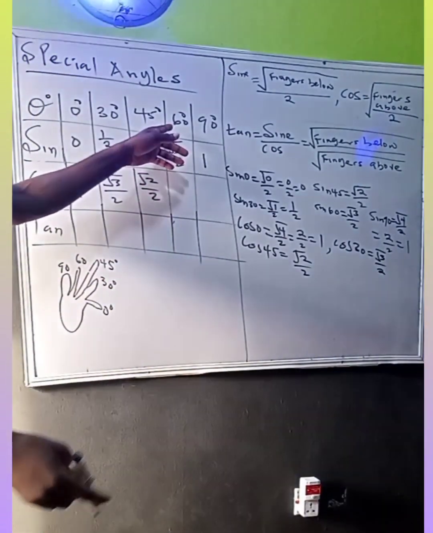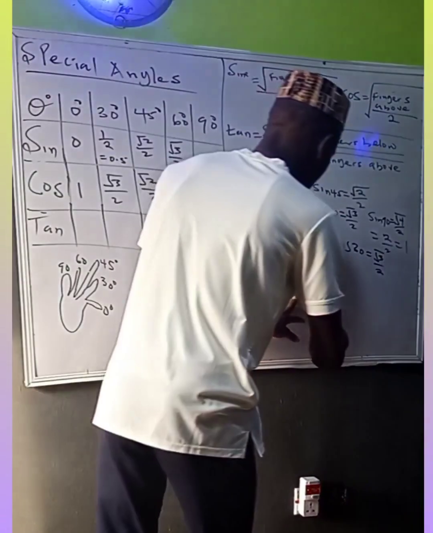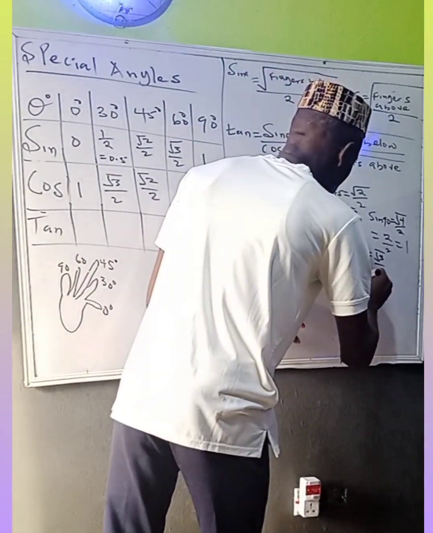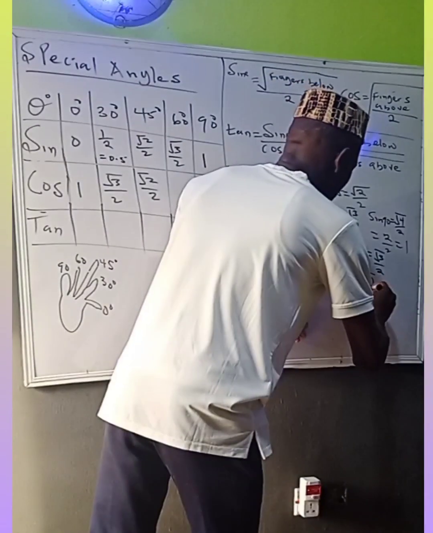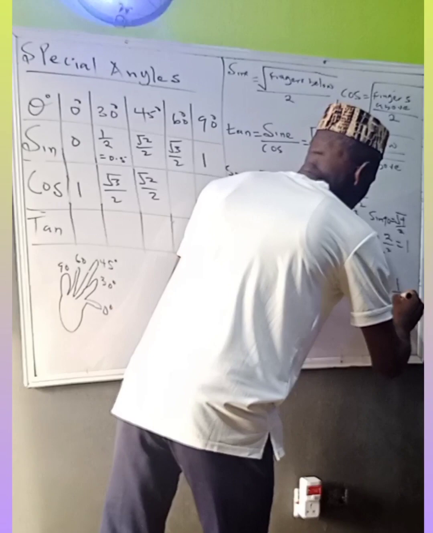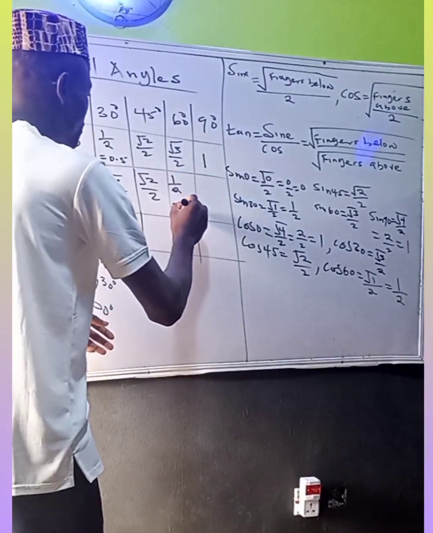The next one is cos 60. How many fingers do we have above it? For cos 60, we're going to have the square root of 1 divided by 2, and the square root of 1 is 1. So cos 60 is 1 divided by 2. In decimal, 0.5.